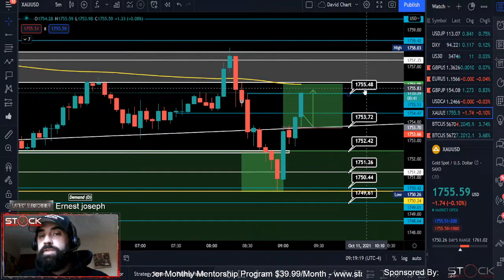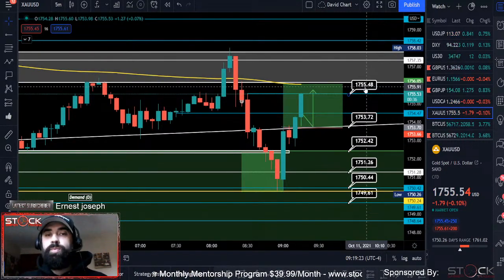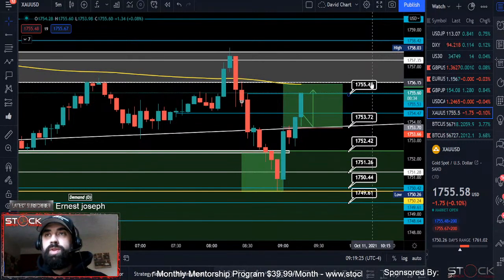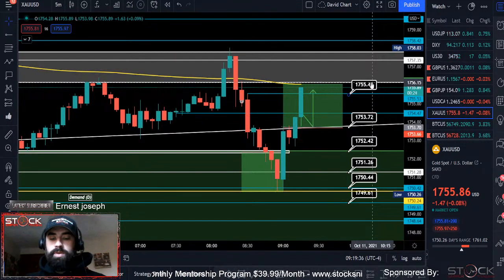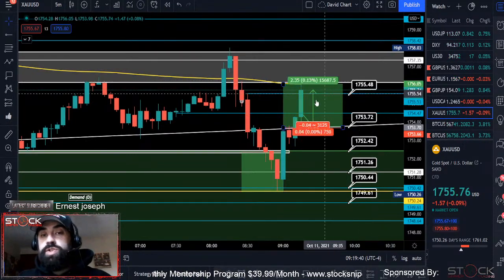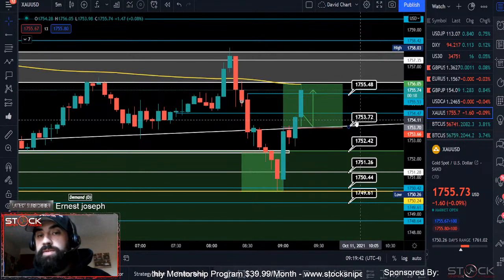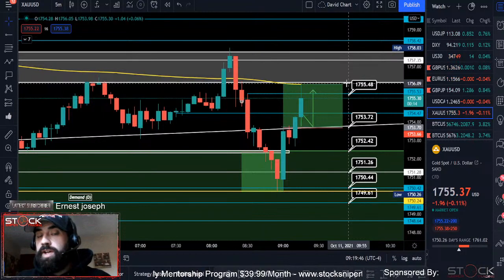Okay, so 1755.5 area, it's touching right now. All right. Okay, so 919, guys. 919. So, guys. Okay, so from this area, 1753.72, we've now tapped roughly the 1756 area, okay?